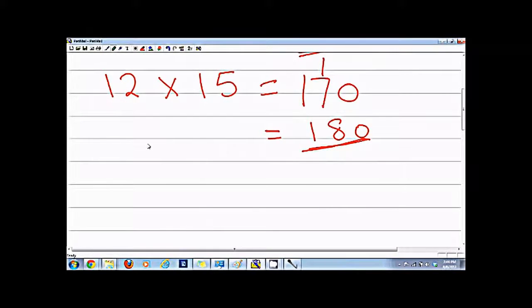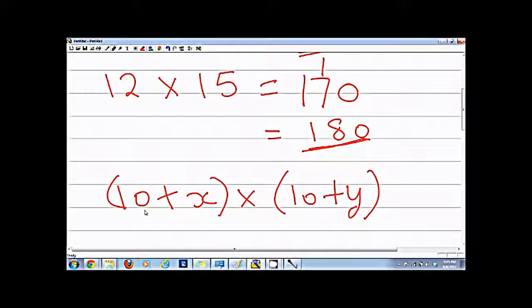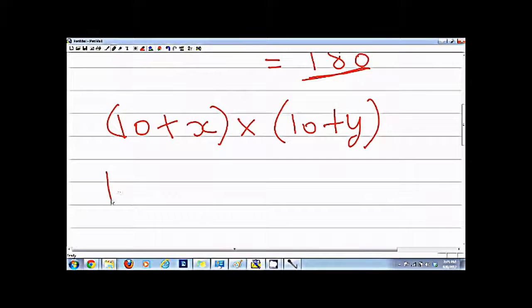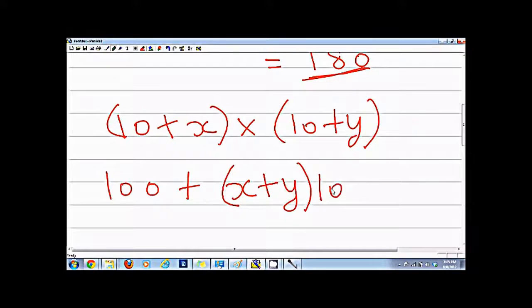Now let's go to the proof. I'm not doing any magic here, there is a simple mathematical proof for it. For example, if I have to multiply two-digit numbers like 10 plus x and 10 plus y, if you solve this, what you will get is 100 plus (x plus y) multiplied by 10, and then we have x into y.